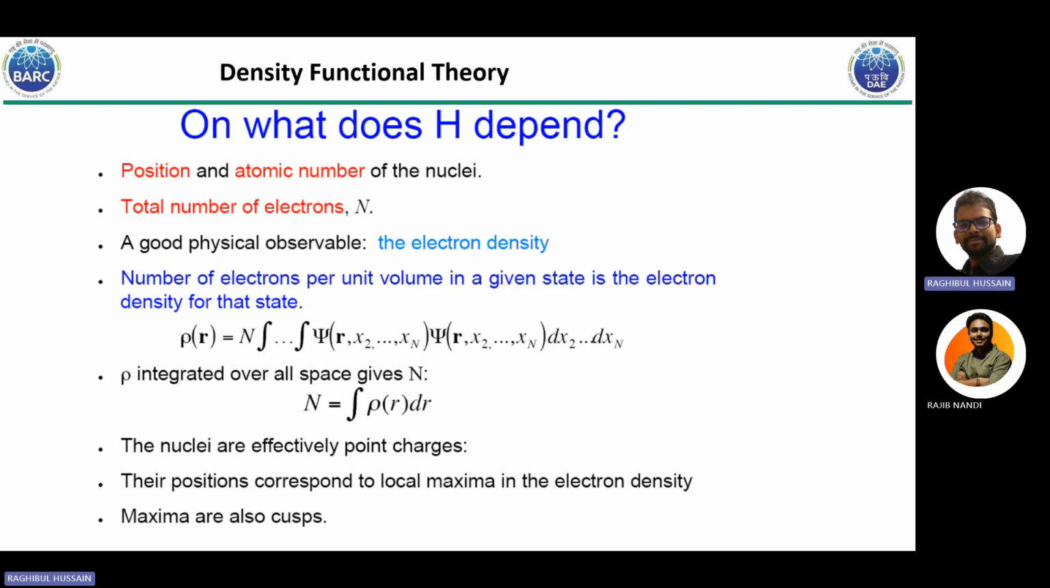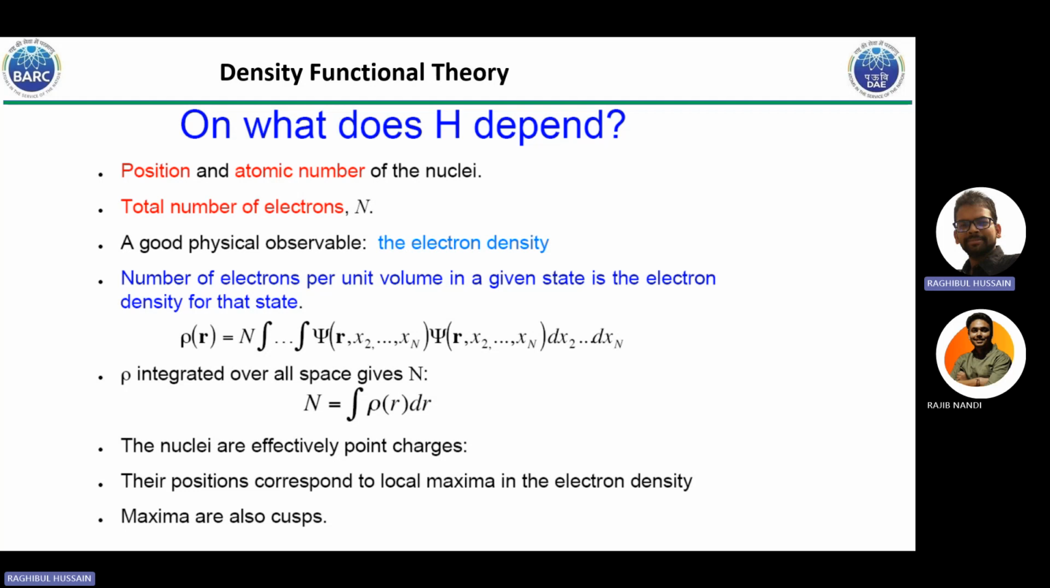So that property also you can capture by electron density. Whatever the wave function was able to capture, electron density also can capture that property. Also the maximum, also the cusp. Cusp means if your function is like this, that is called a cusp. So that also it can capture. So far, electron density is being a good thing.